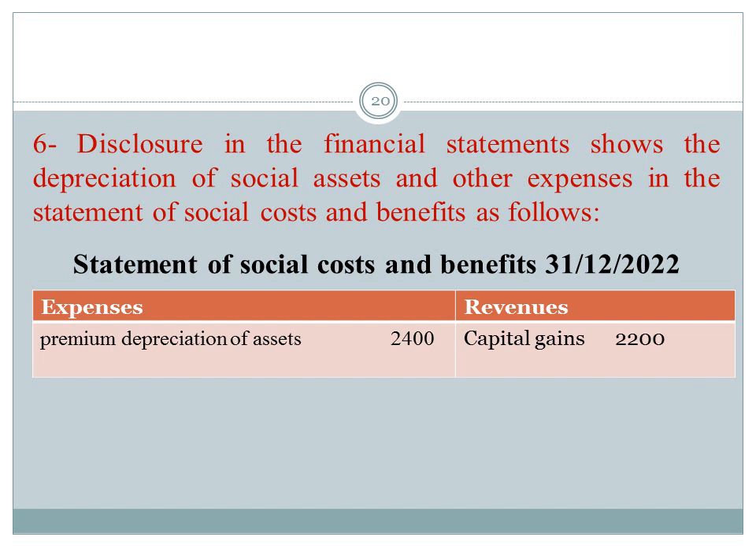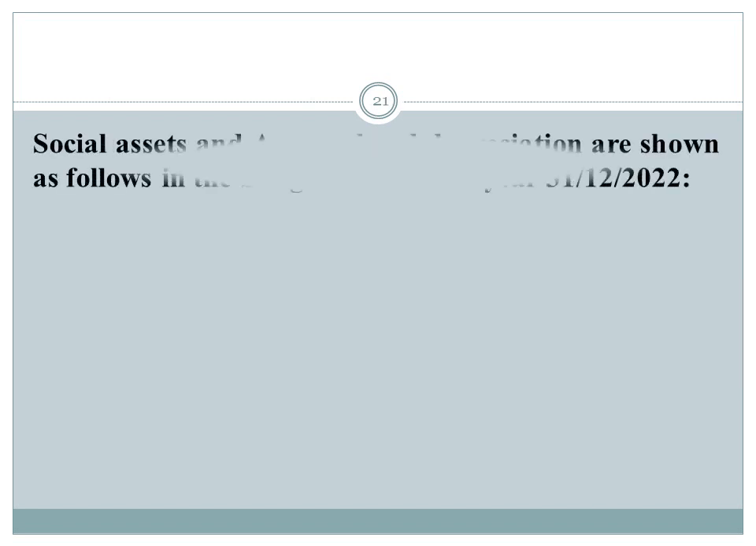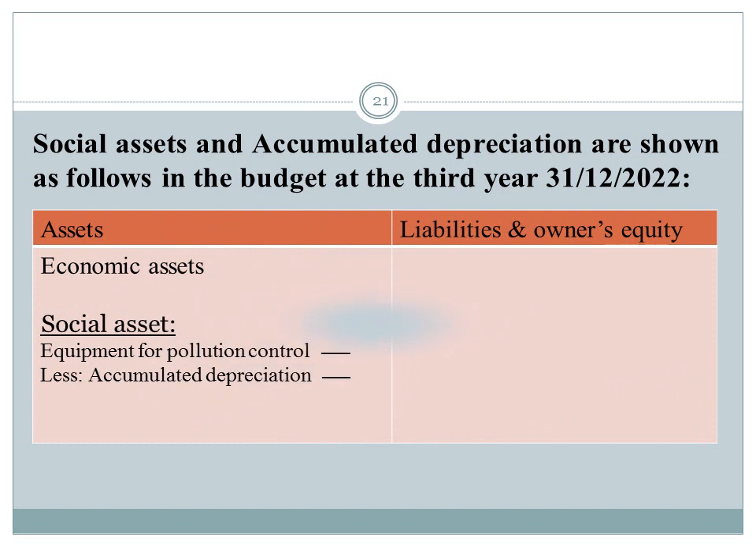Another statement, budget or balance sheet. Equipment for pollution control equals 0 because we sold equipment for pollution control. There isn't any accumulated depreciation at the third year.